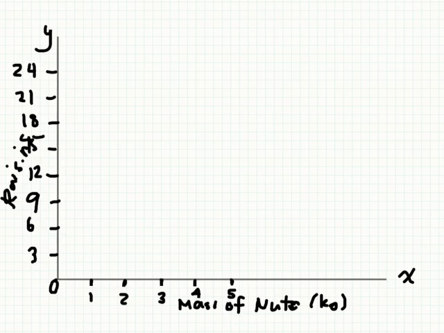If nuts were 1 kilogram, what was the mass of raisins? Okay? So the first point I'm going to plot is 1, 12. What's the second point? John? 2 kilograms of nuts gives us 9 kilograms of raisins, and so on. I'm going to keep plotting this. 3, 6, and 4, what was it? 4, 3.